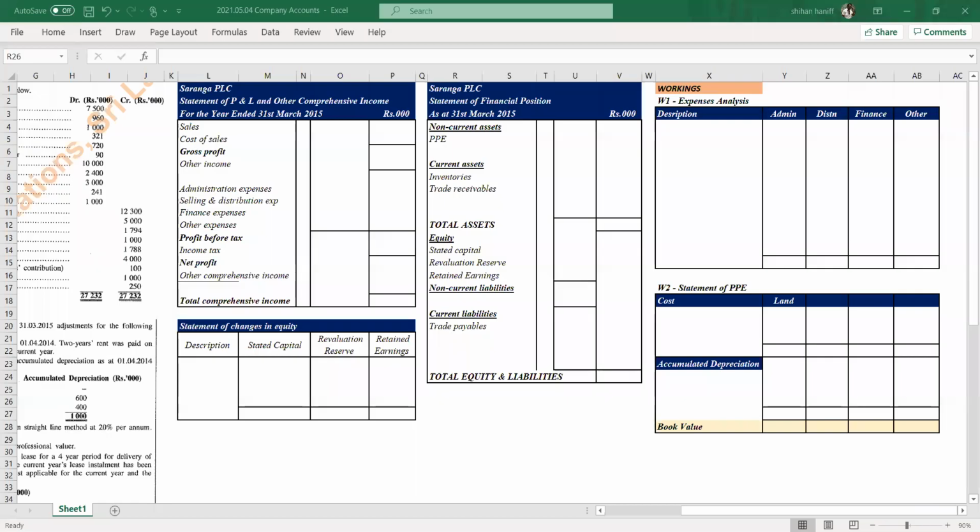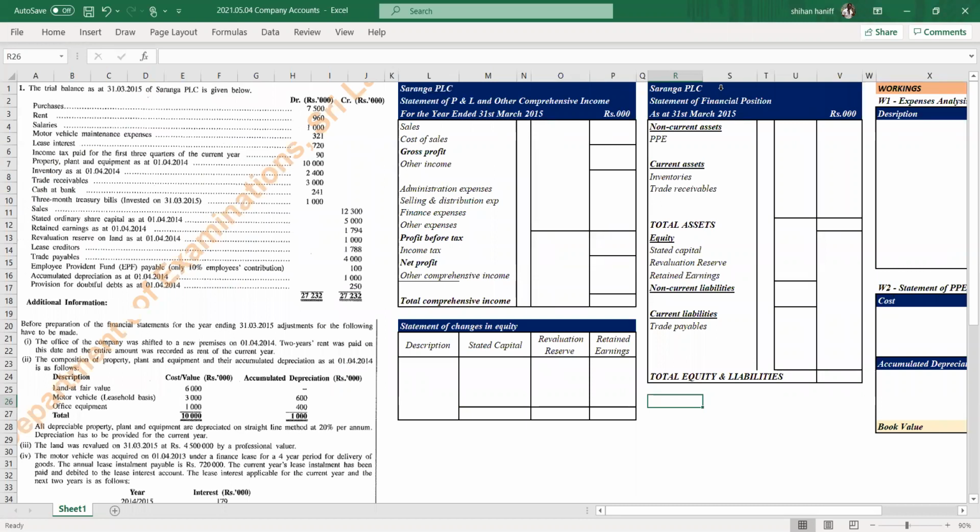So this is the 2015 A11 paper. Saranga PLC, we have the trial balance and the additional information.